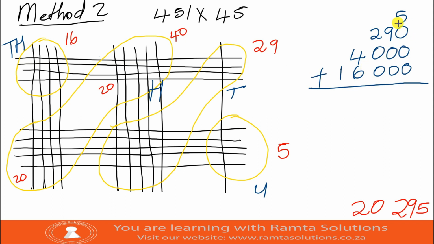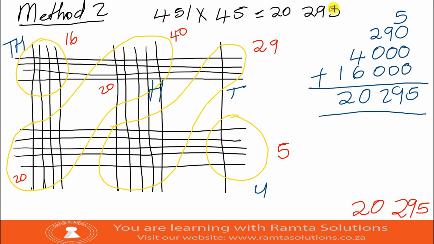Let's add. 5 plus 0, 0, it's 5. 9 plus 0, 0, it's 9. 2 plus 0, 0, it's 2. 4 plus 6, what is it? It's 10. So we will write 0 and carry 1. So 1 plus 1 is 2. Still, our answer is 20,295. So again, we still get our answer to be 20,295.